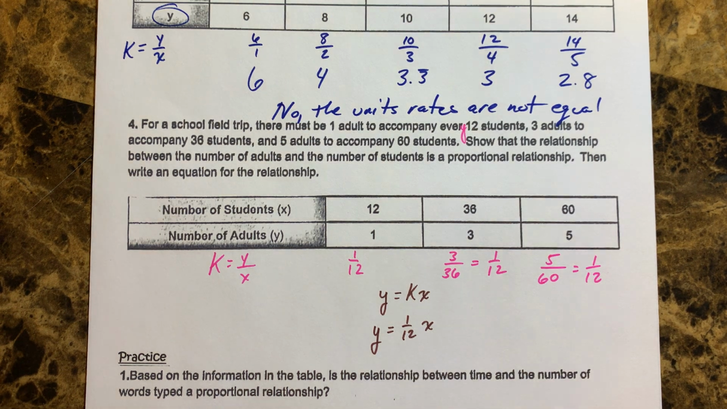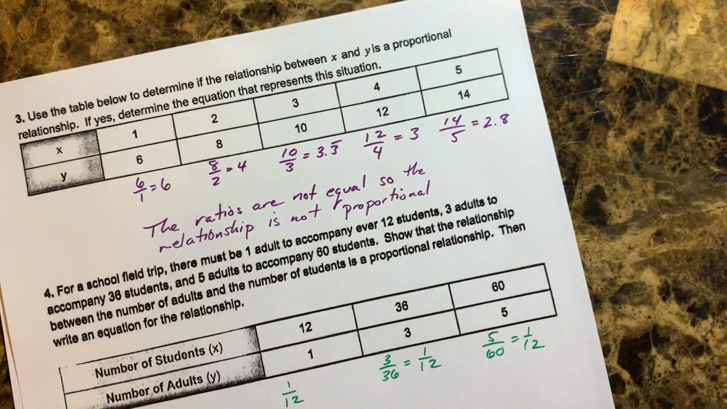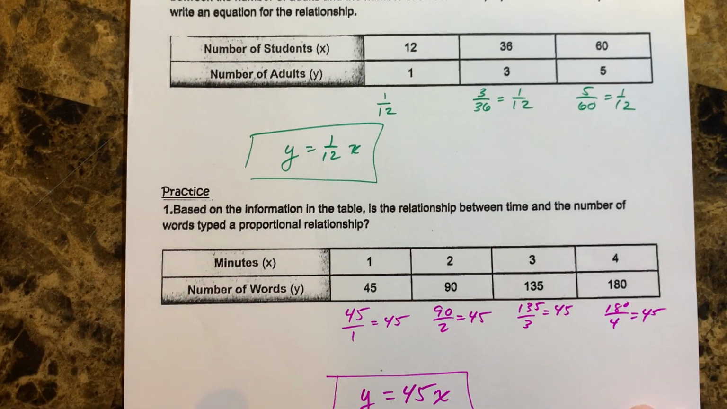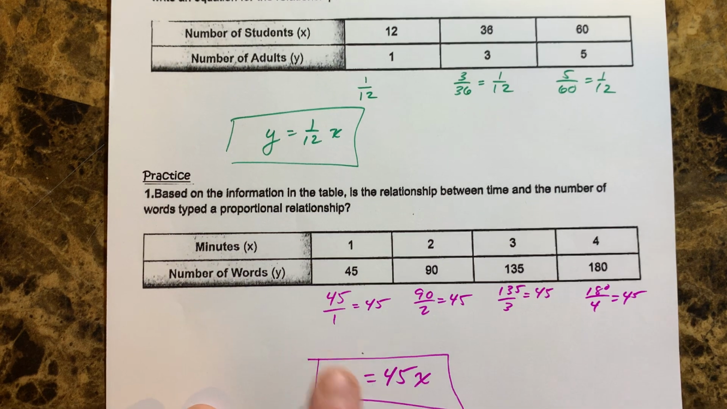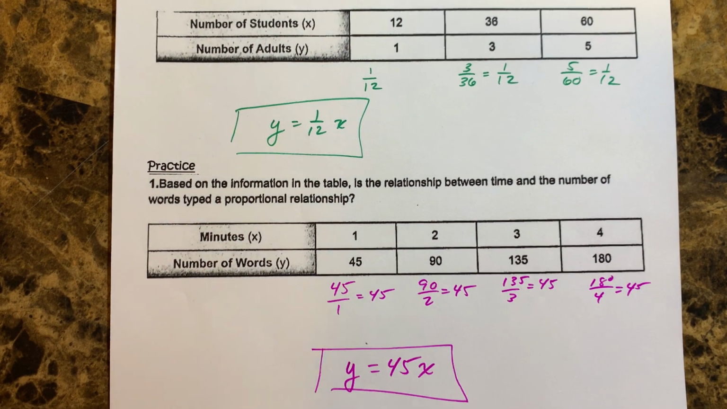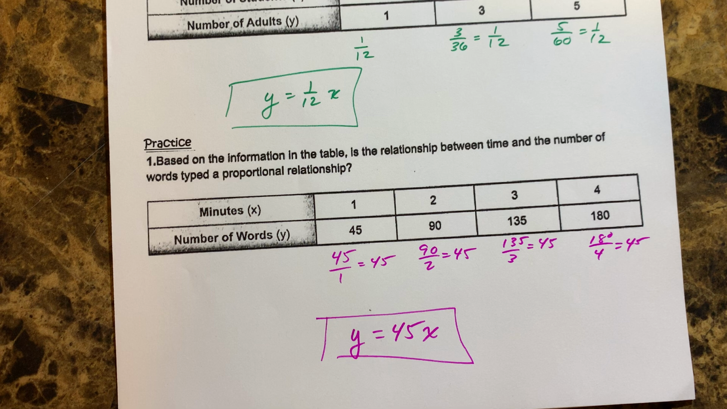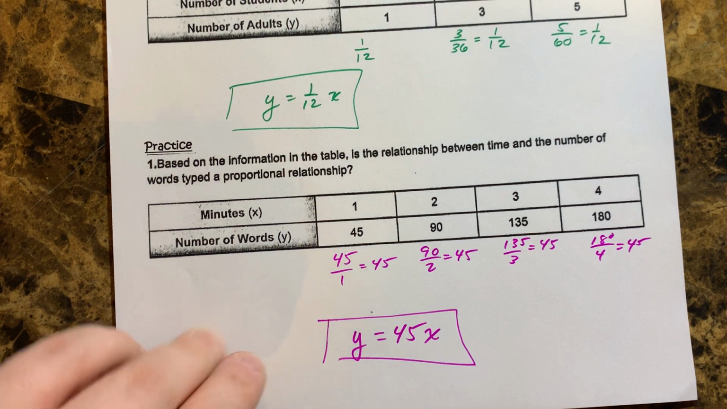All right, so let's go over these practice problems. We'll do them one at a time. So here is practice problem number 1. Okay, so what you can see is I did the number of words per minute. I found a unit rate for all of these, and they all ended up being 45. And since they all became 45, I know that I do have a constant of proportionality. So I put that in the K location in our equation y equals kx. This one should have been y equals 45x. And yes, it was a proportional relationship.